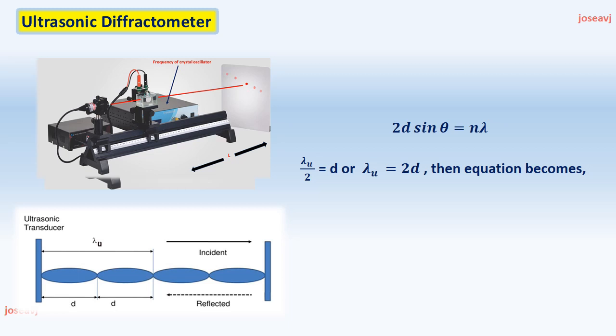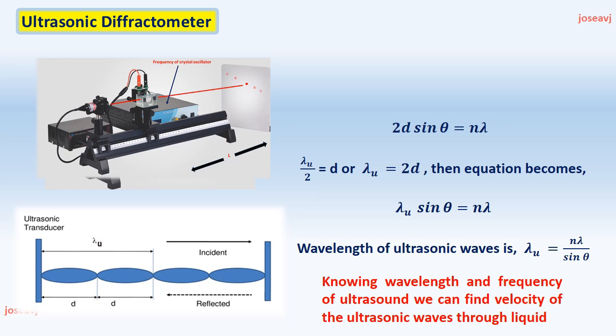Then the equation becomes lambda_u sin theta is equal to n lambda, or the wavelength of the ultrasonic wave lambda_u equal to n lambda divided by sin theta. By measuring the diffraction angle and knowing the wavelength of laser light, we can find the wavelength of the ultrasonic wave.